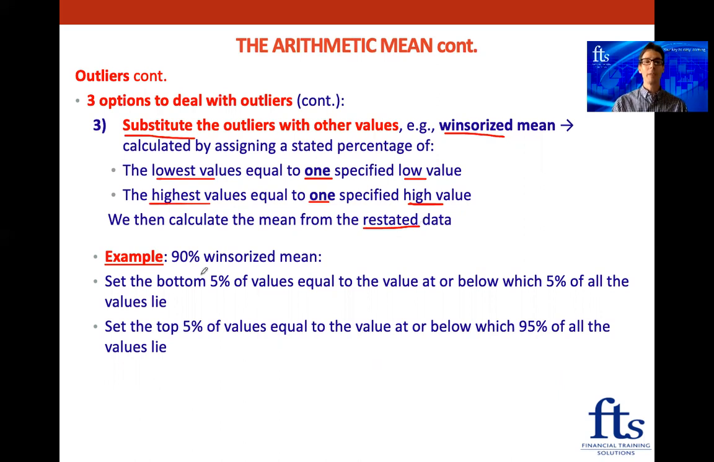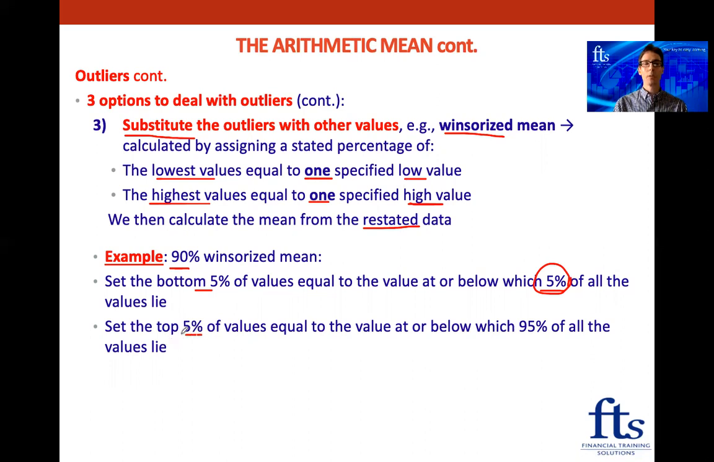For example, if we do a 90% Windsorized mean, we set the bottom 5% of values equal to the value at or below which 5% of all the values lie. This number we call the 5th percentile. It's not going to make much sense now because we're going to do this in the next class. But all we need to know for now is that we are not going to have very low numbers, because all the bottom 5% are going to be the same number, since we're setting them to one specified low value. And then we do the same for the top 5%.